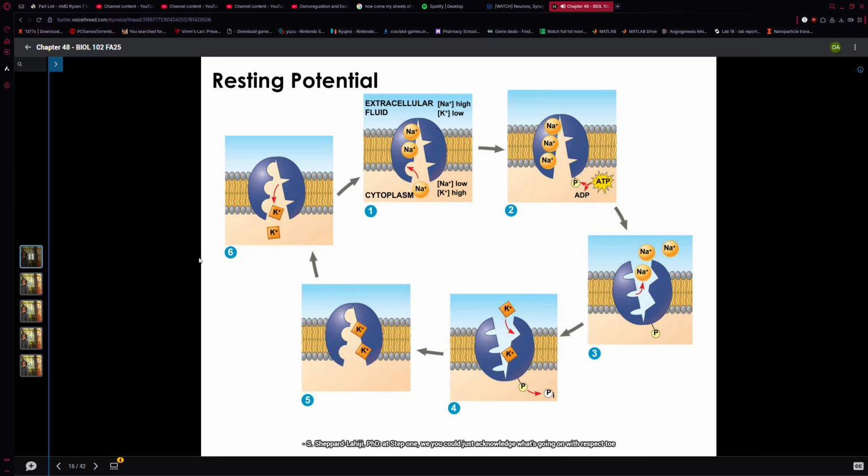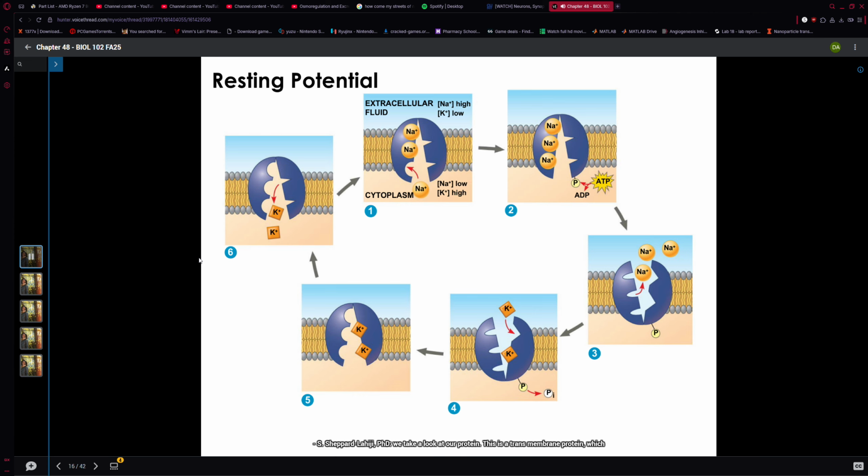So when we take a look at step 1, we can just acknowledge what's going on with respect to ions on either side of our phospholipid bilayer. So we have a low concentration of sodium ions in the cytoplasm, so on the intracellular side, and a high amount of sodium ions in the extracellular fluid. This is going to be an example of active transport because we are going across our concentration gradient from a region of low sodium ions to that of high.